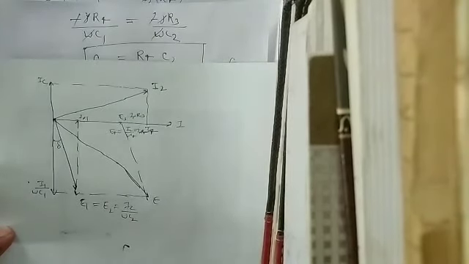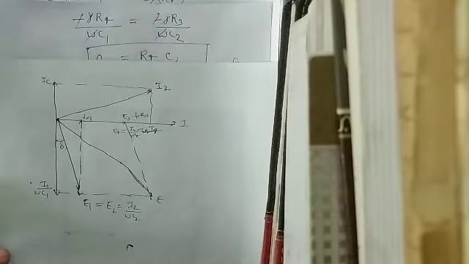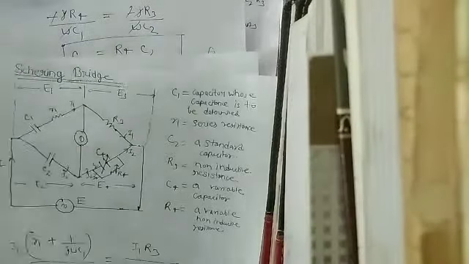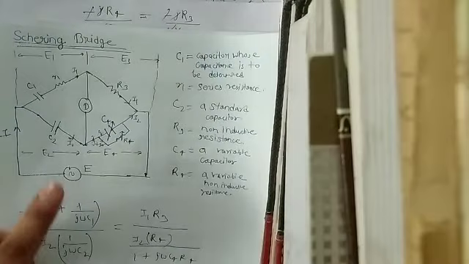So with the help of this circuit we can draw the phasor diagram of Schering bridge. Schering bridge is very important to find out the value of capacitance C1.